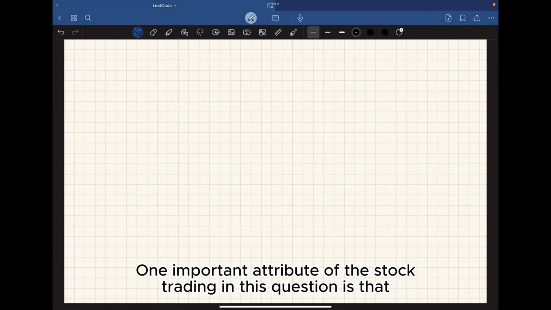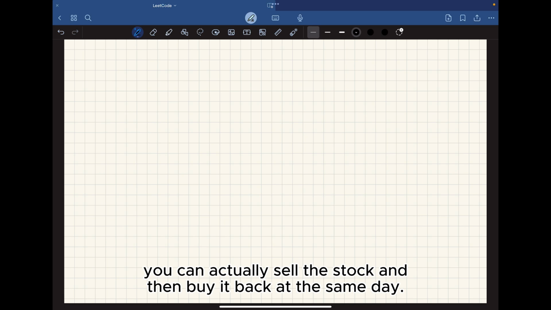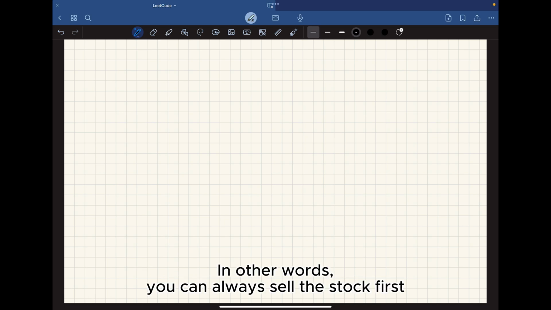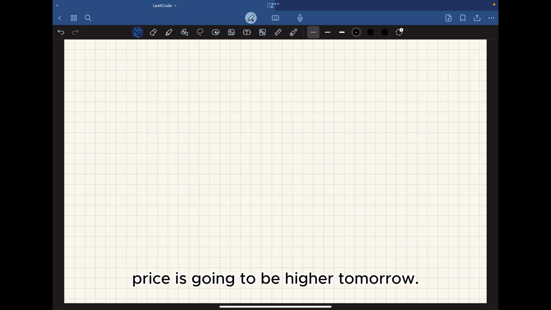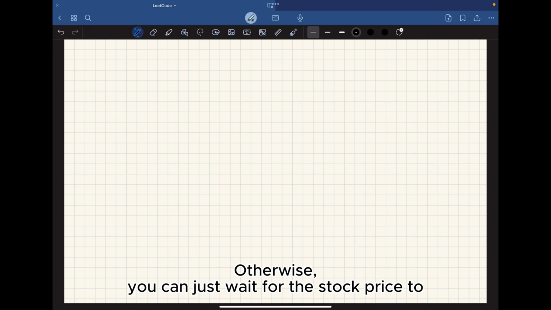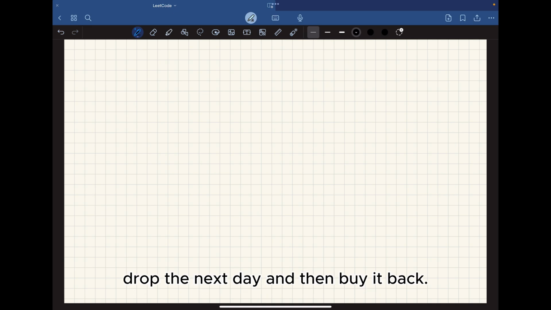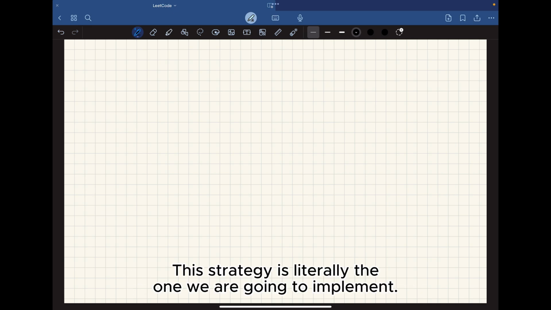One important attribute of the stock trading in this question is that you can actually sell the stock and then buy it back at the same day. In other words, you can always sell the stock first to secure the profit and then buy it back if you know that the stock price is going to be higher tomorrow. Otherwise, you can just wait for the stock price to drop the next day and then buy it back. This strategy is literally the one we are going to implement.